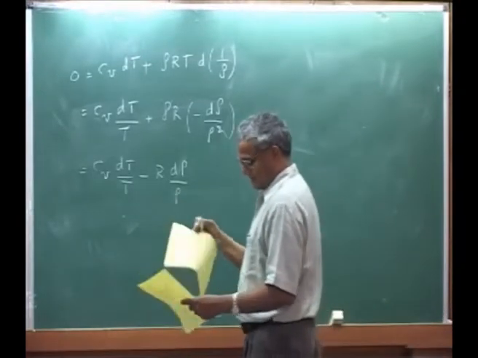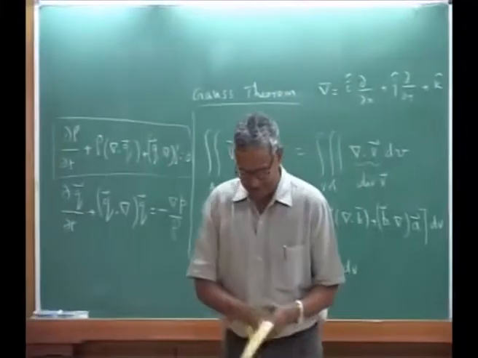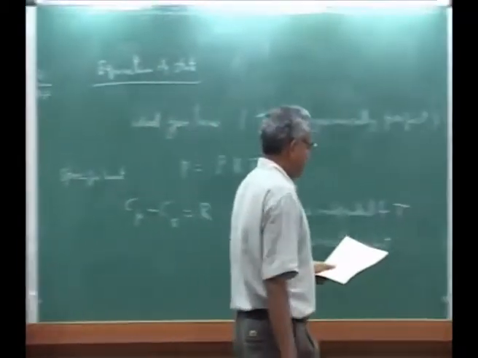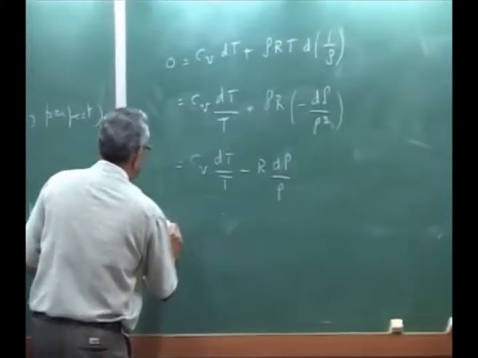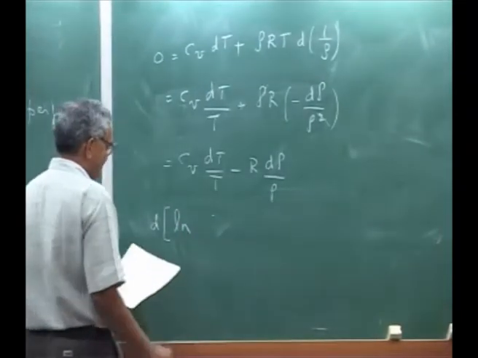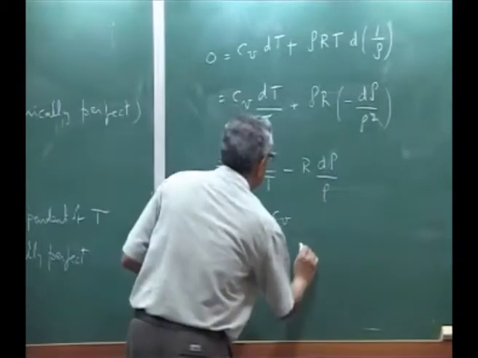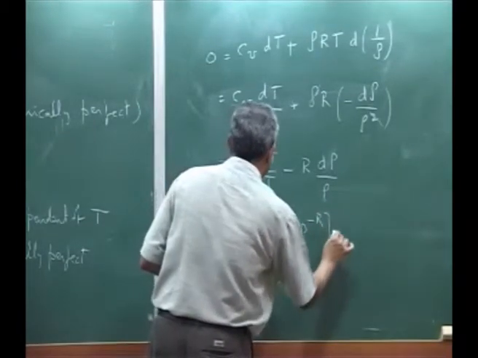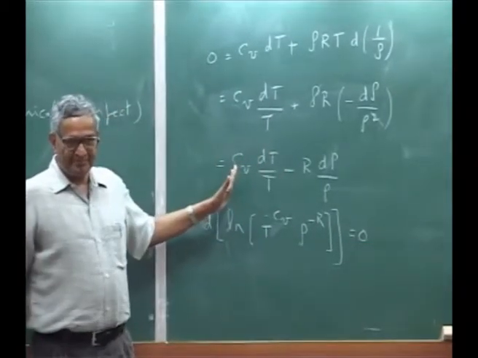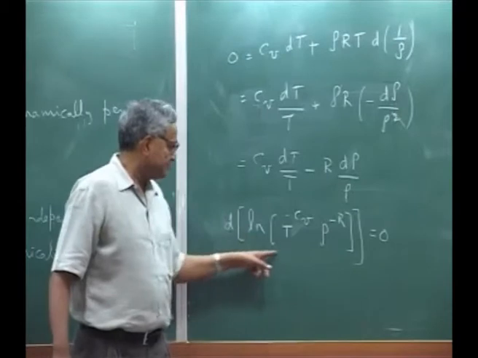you can put it in simple form, that is ln of something. I will write this as the differential of ln, please understand, T power cv rho power minus R. This is 0, because I integrate it, and then I am writing it. That means ln of this is a constant.